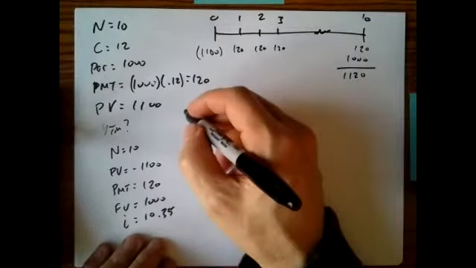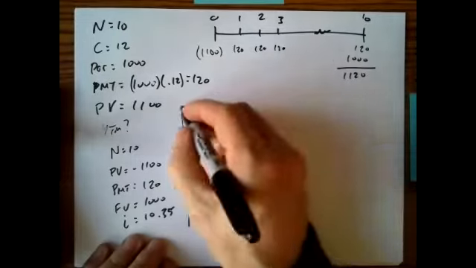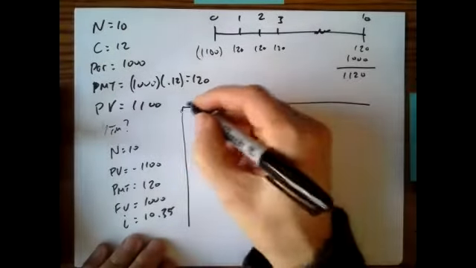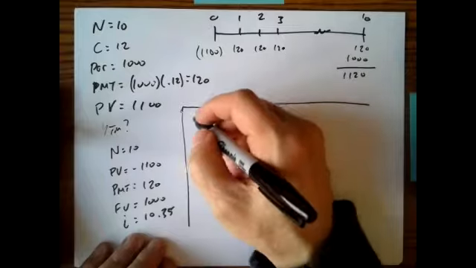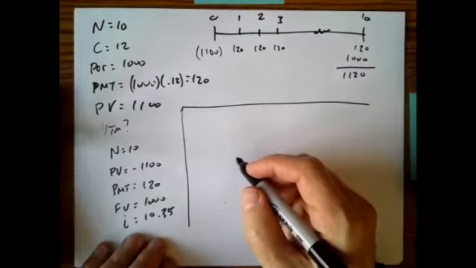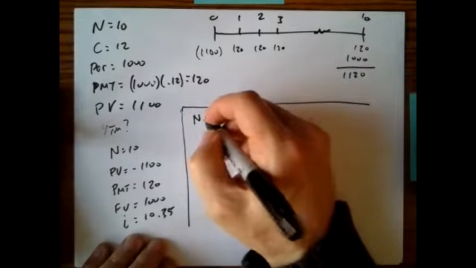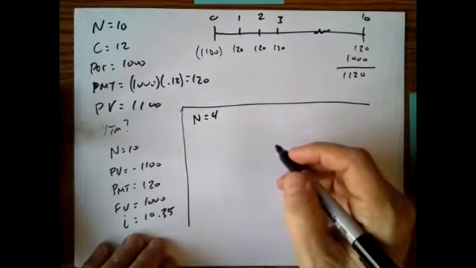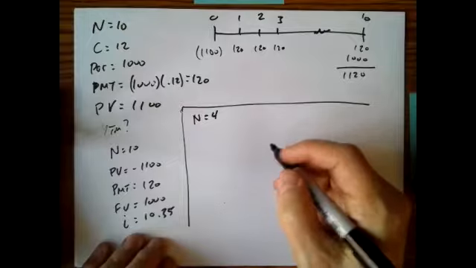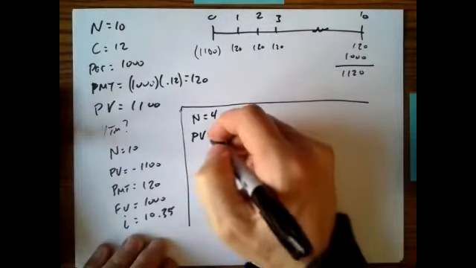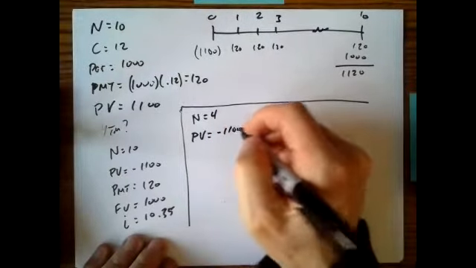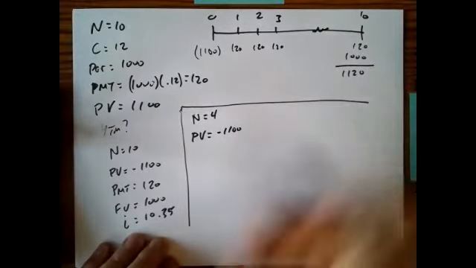And part B is, what's the yield to call? All right, well, yield to call is a little bit different, right? The problem says that Regal could potentially call their bonds in 4 years. So now we're working with a theoretical 4-year time frame. The PV is still the going price of 1,100, and I'm making it negative because it's an outflow of cash.